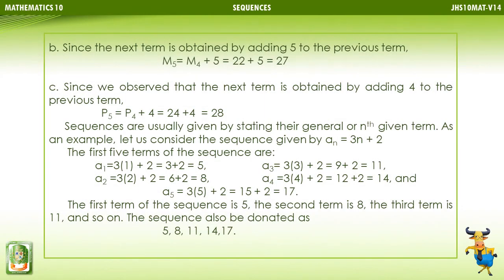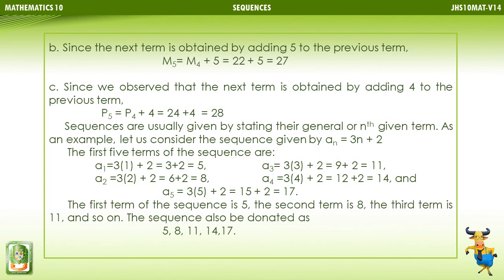B. Since the next term is obtained by adding 5 to the previous term, M sub 5 equals M sub 4 plus 5 equals 22 plus 5 equals 27. C. Since we observe that the next term is obtained by adding 4 to the previous term, P sub 5 equals P sub 4 plus 4 equals 24 plus 4 equals 28. Sequences are usually given by stating their general or nth term.